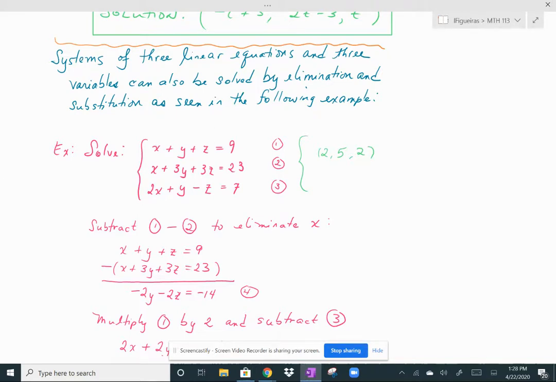All right, so now you should try the homework. You really can solve with any method you prefer. So good luck.